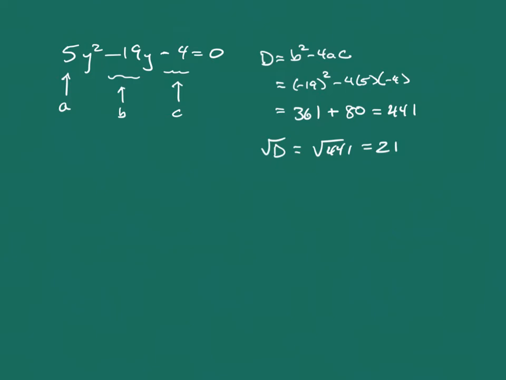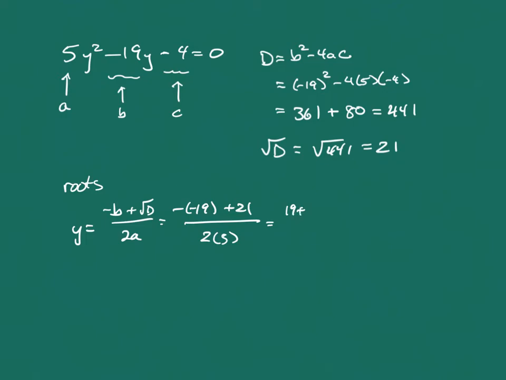So then for the roots, we have y is equal to negative b plus the square root of d over 2a. So that we've got the negative of negative 19 plus 21 over 2 times 5. So that's going to give us 19 plus 21 over 10. So that's going to give us 40 over 10. So we get one root of 4.